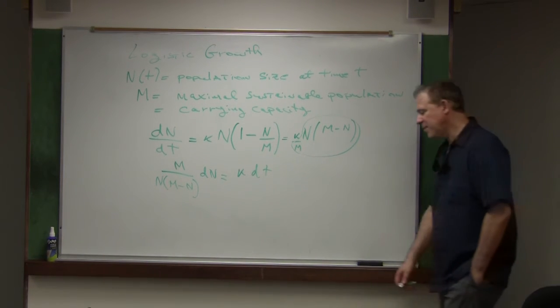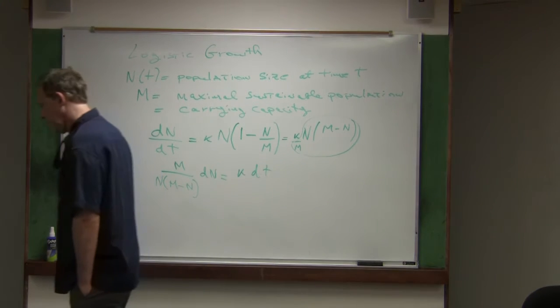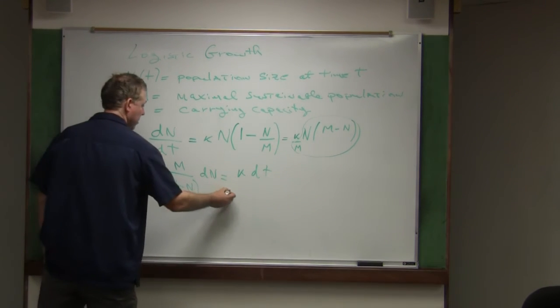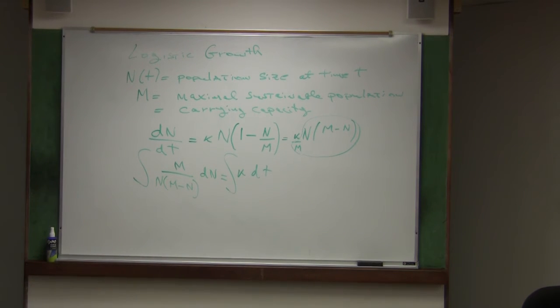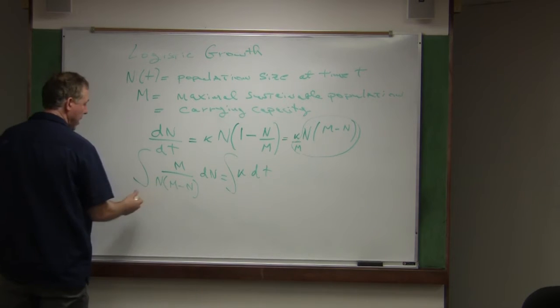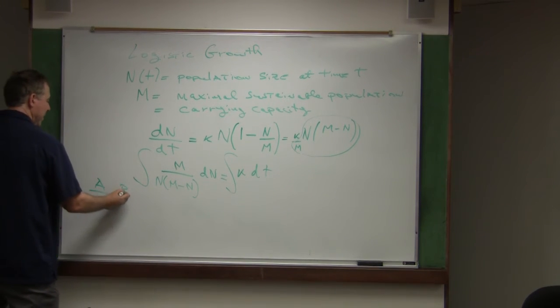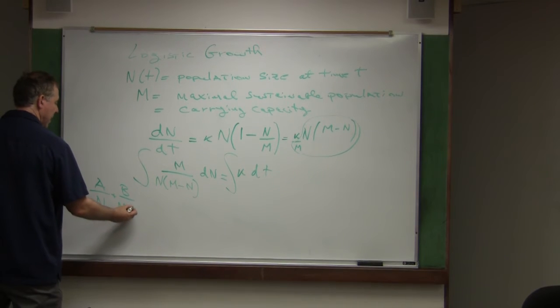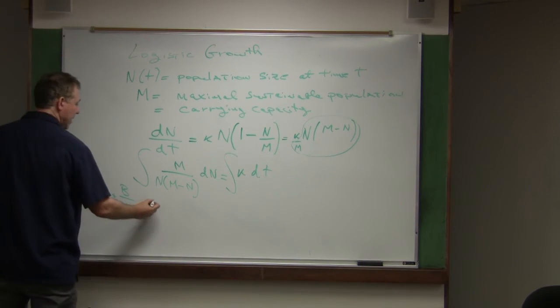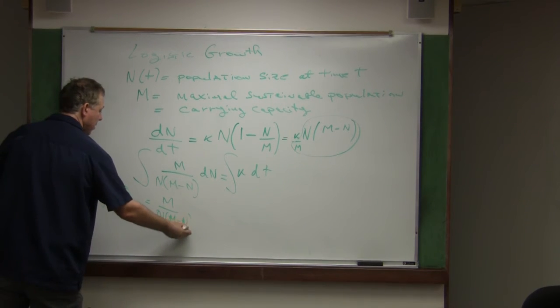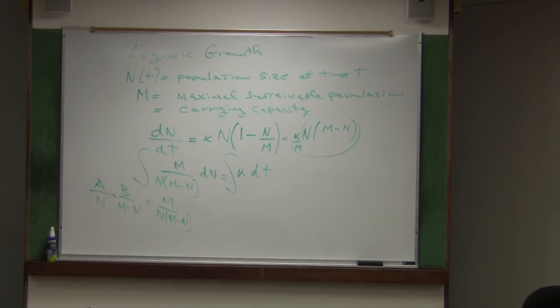We separated it, so let's integrate it. This is going to be a partial fraction, right? This is going to be A over N plus B over (M minus N), and that's going to equal M over N(M minus N). So what are you getting? Do the partial fraction for me and tell me what A and B are.